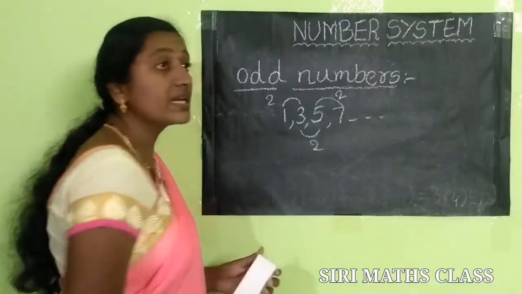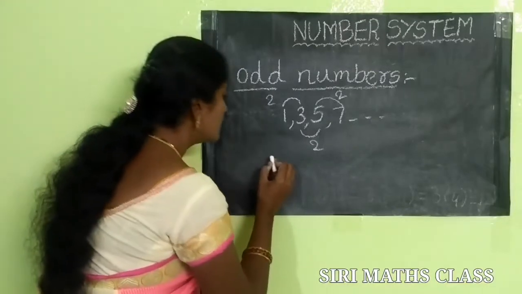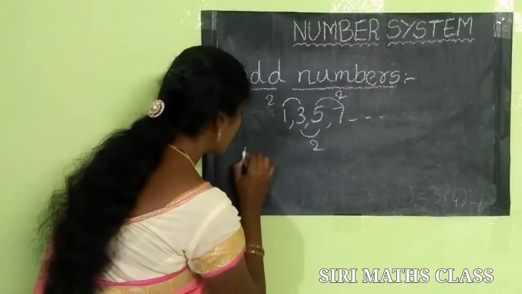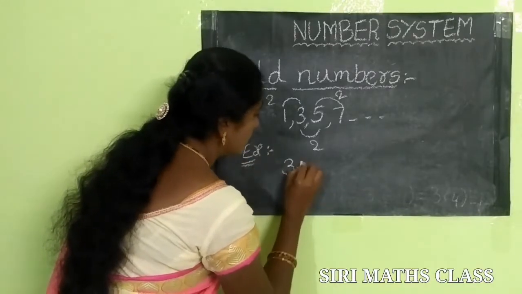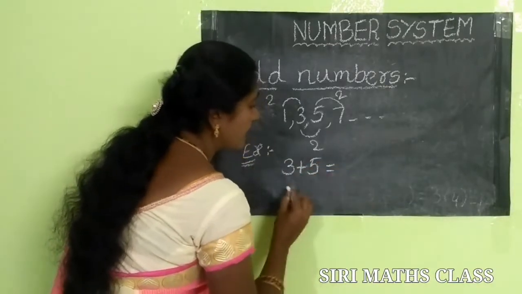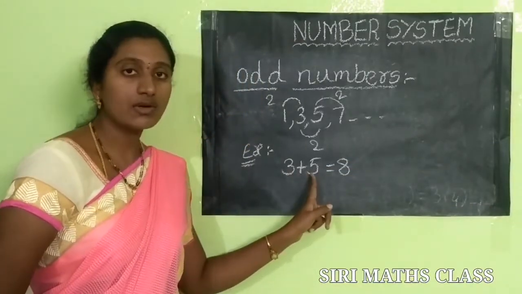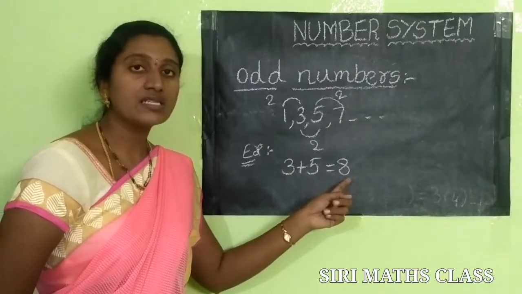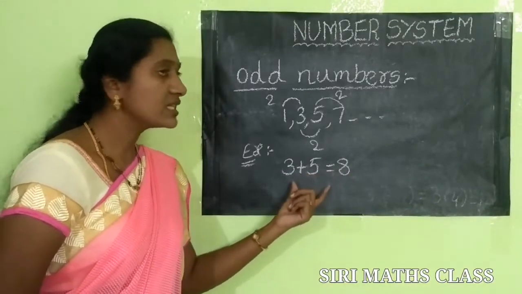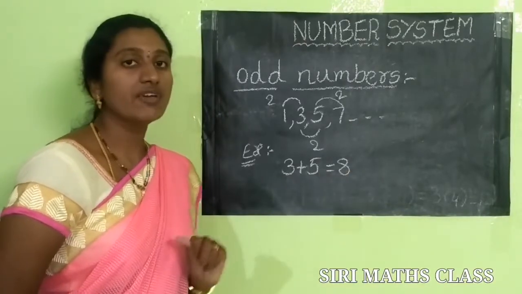Here we take the sum of two odd numbers, which is always even. See here, we can check that. Take one example: 3 plus 5 is 8. 3 is an odd number, 5 is also an odd number. Adding two odd numbers, we get an even number. So what is the condition? The sum of two odd numbers is always an even number.